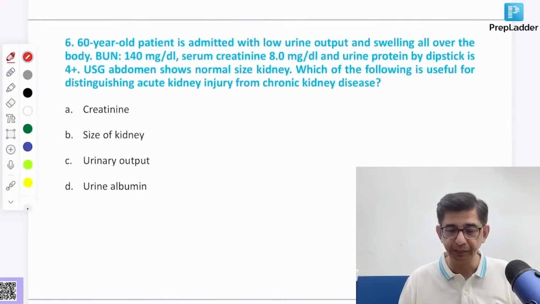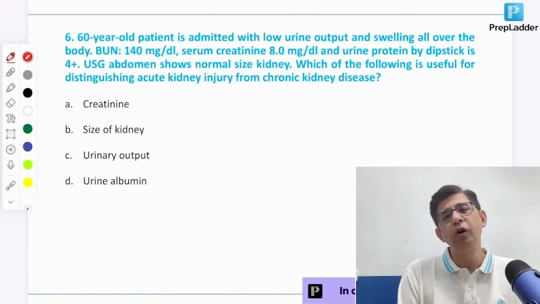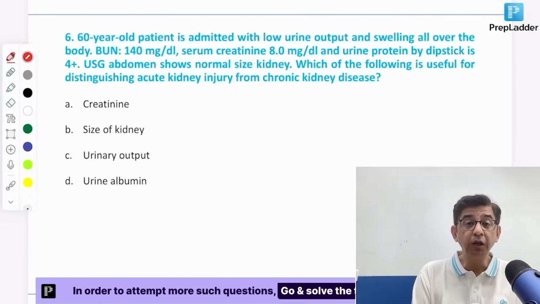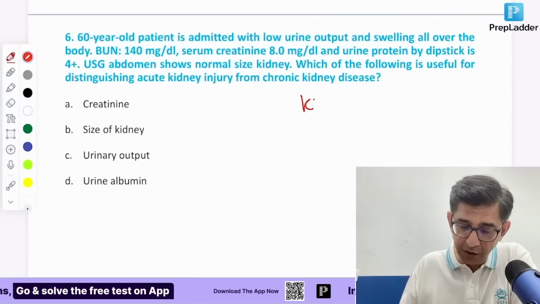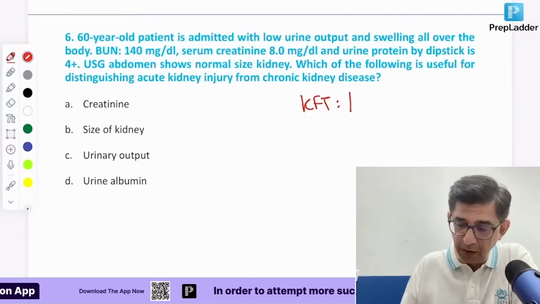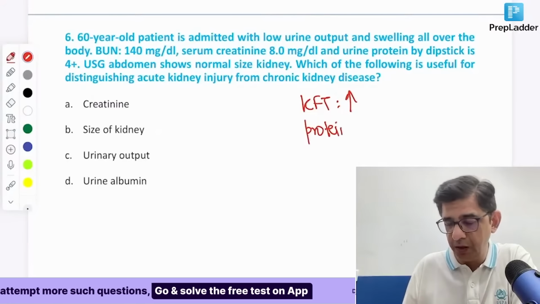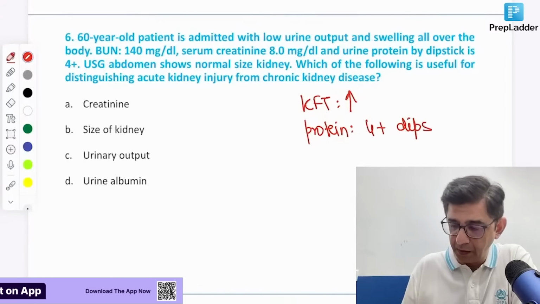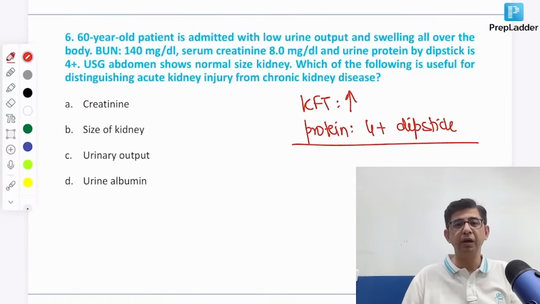Let's move to the sixth one. A 60-year-old patient presented with low urine output and swelling all over the body. Blood urea nitrogen is 140. Serum creatinine is 8. So the KFT of the patient is deranged, plus there is proteinuria also. You can see here that the proteinuria in the urine is 4 plus by dipstick. Considering this information, the kidney is suffering from a chronic damage.